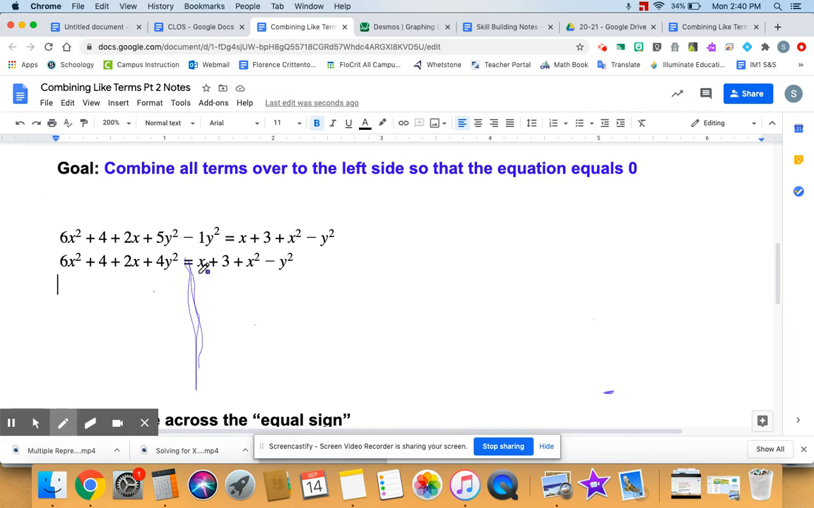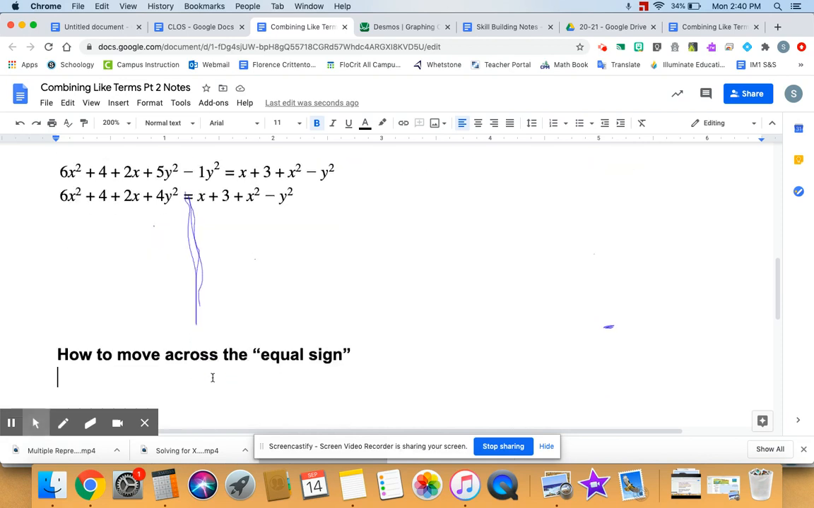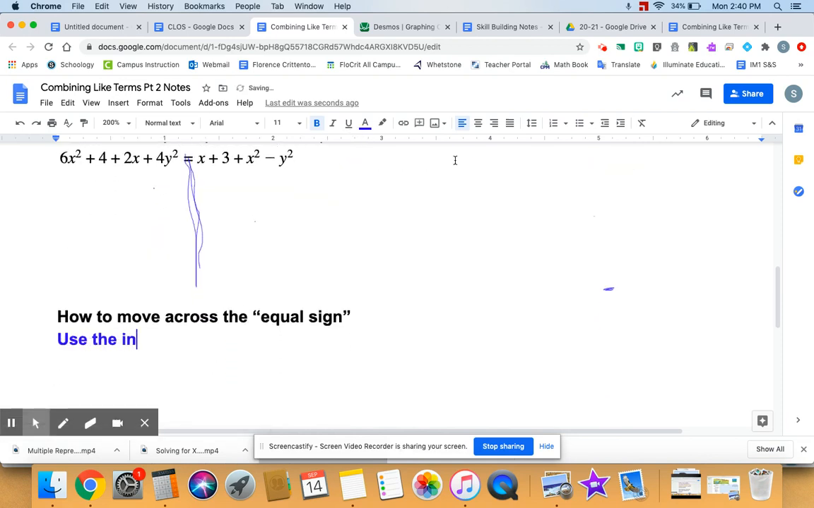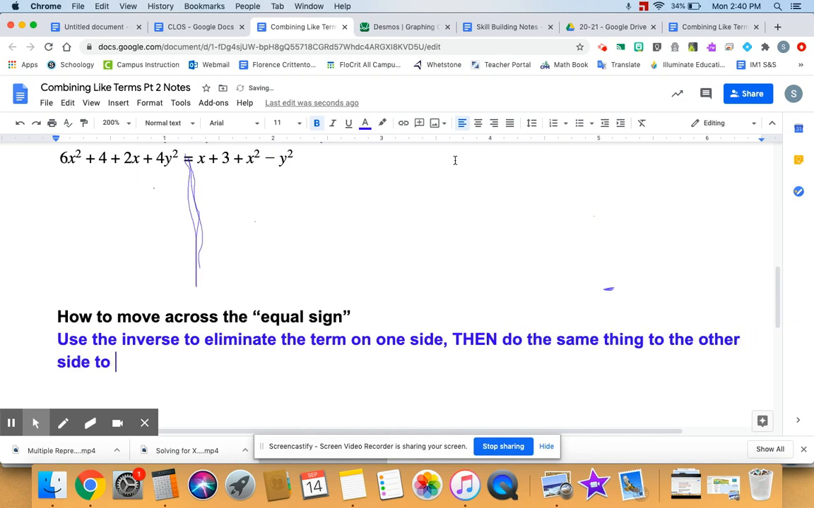And to move over the wall, I can't just hop on over. I have to first get rid of it from this side. So if I want to get rid of this x, to move across the equal sign, here's how we do it. Use the inverse to eliminate a term on one side. Then do the same thing to the other side to keep the equation equivalent.